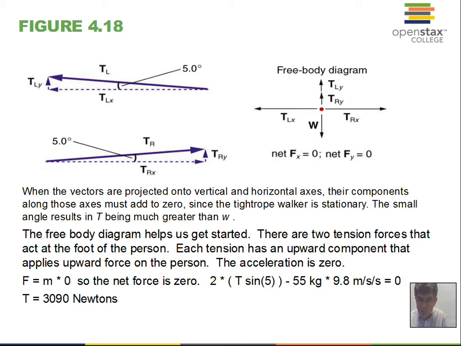of the person. Roughly, if we take g to be 10 meters per second squared, the weight of the person is about 550 newtons. Again, kilograms times meters per second squared produces newtons for a unit. So the tension has to be a lot bigger. It's actually because this angle is small.